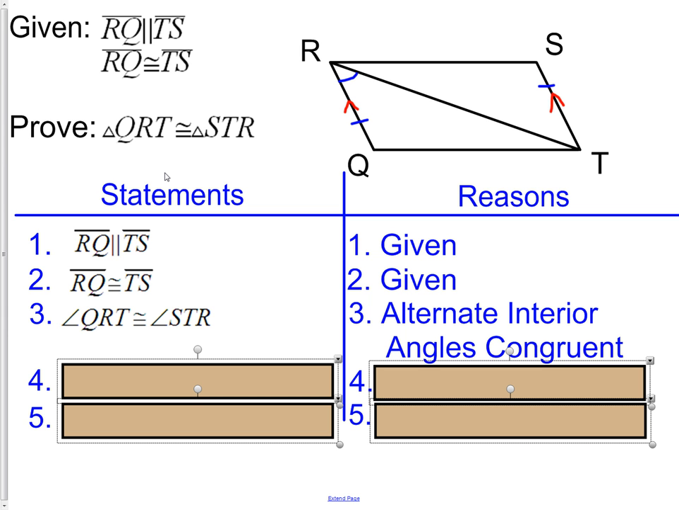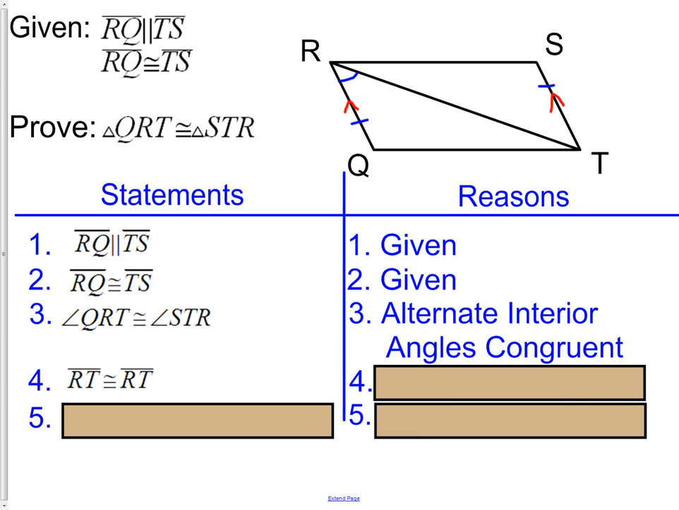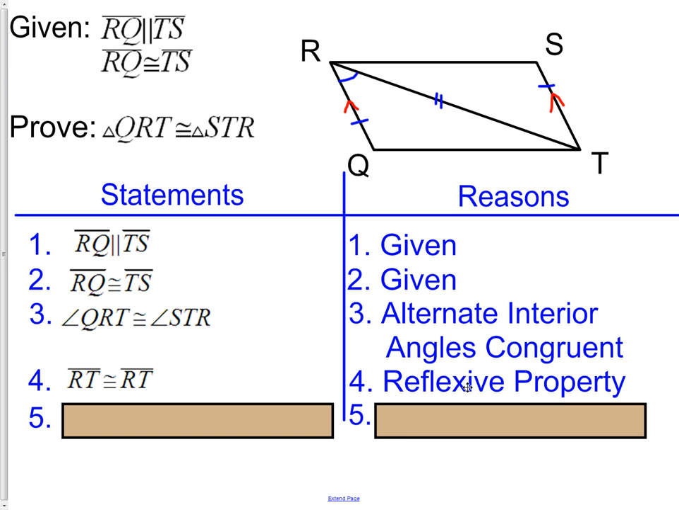Now that we have the two angles congruent to each other, we need one more piece. The one more piece, if you can remember from the last slide, is we can say that RT is congruent to itself. The reason that we can say something is congruent to itself is because of the reflexive property. Now if we look at our picture, we have side, angle, side congruency.